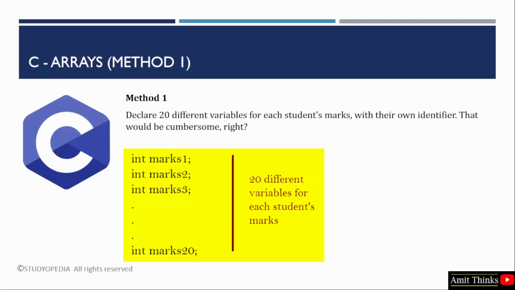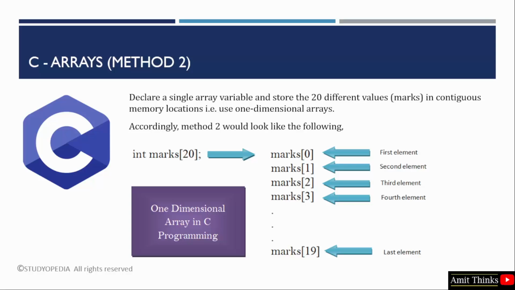So this was the first method. Now let us see a better solution, that is the second method. Just declare a single array variable and store the 20 different integer marks values, like shown here. So this will be a one-dimensional array. The 20 different values of marks will get stored in contiguous memory locations. That means the elements of an array are placed in adjacent memory cells, which makes it easy to access each element using its index.